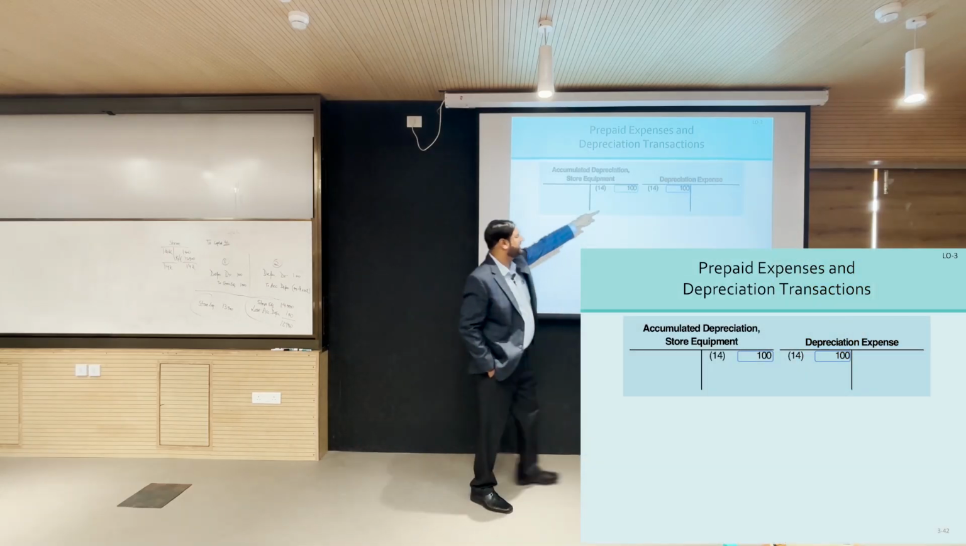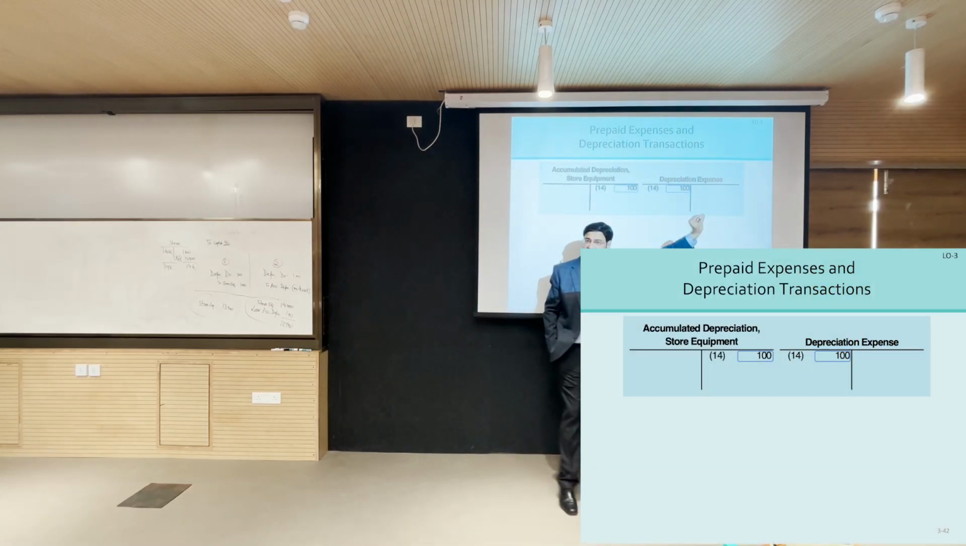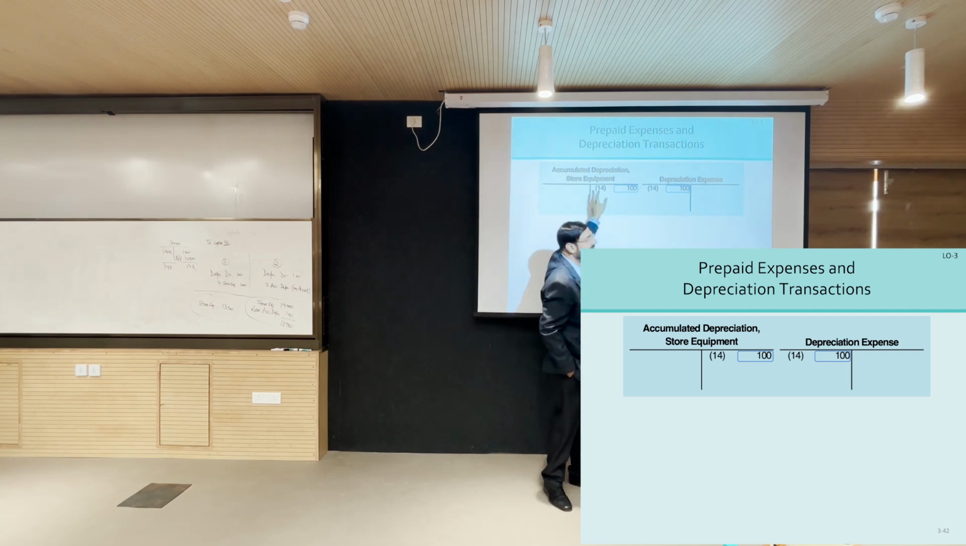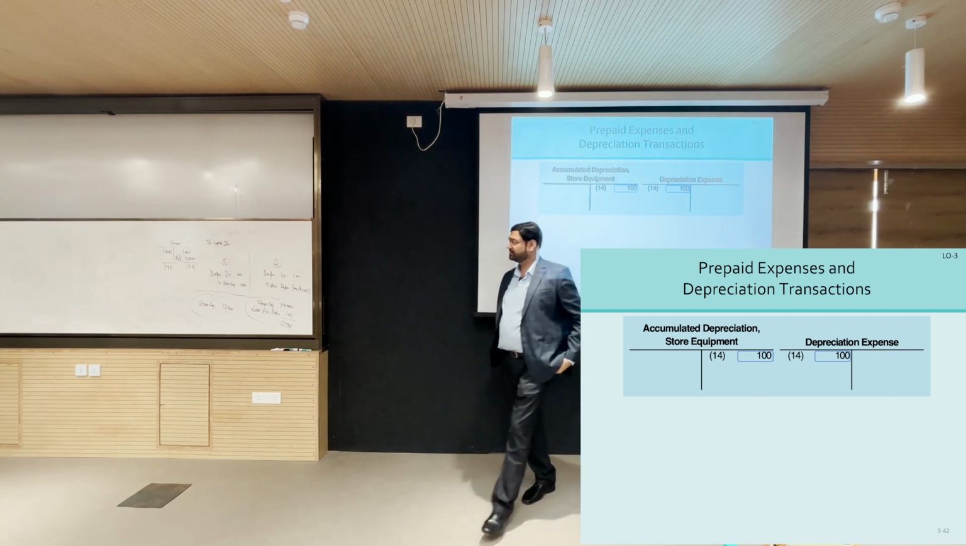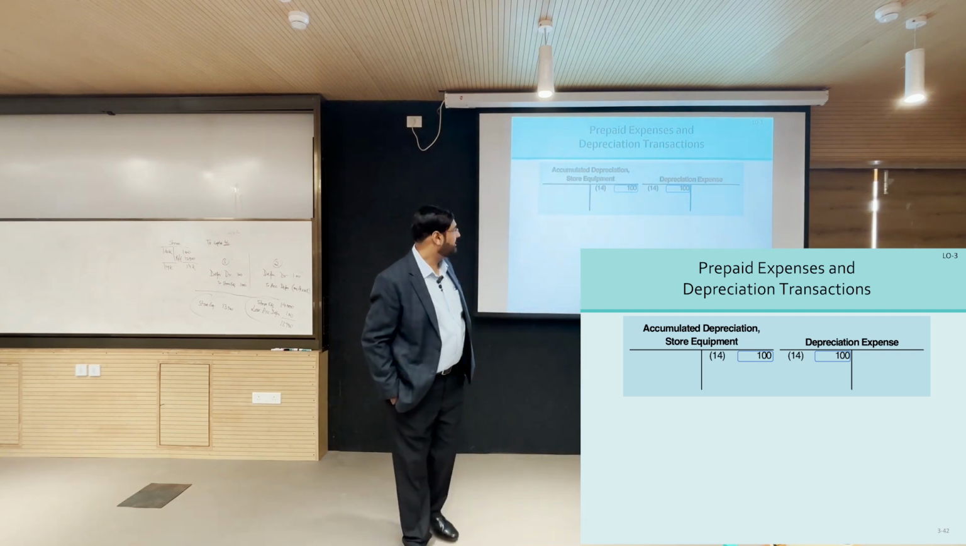So, depreciation expense is debited 100 and everyone is writing, right? And is there anyone who is not writing? Accumulated depreciation credit 100, right? Next.